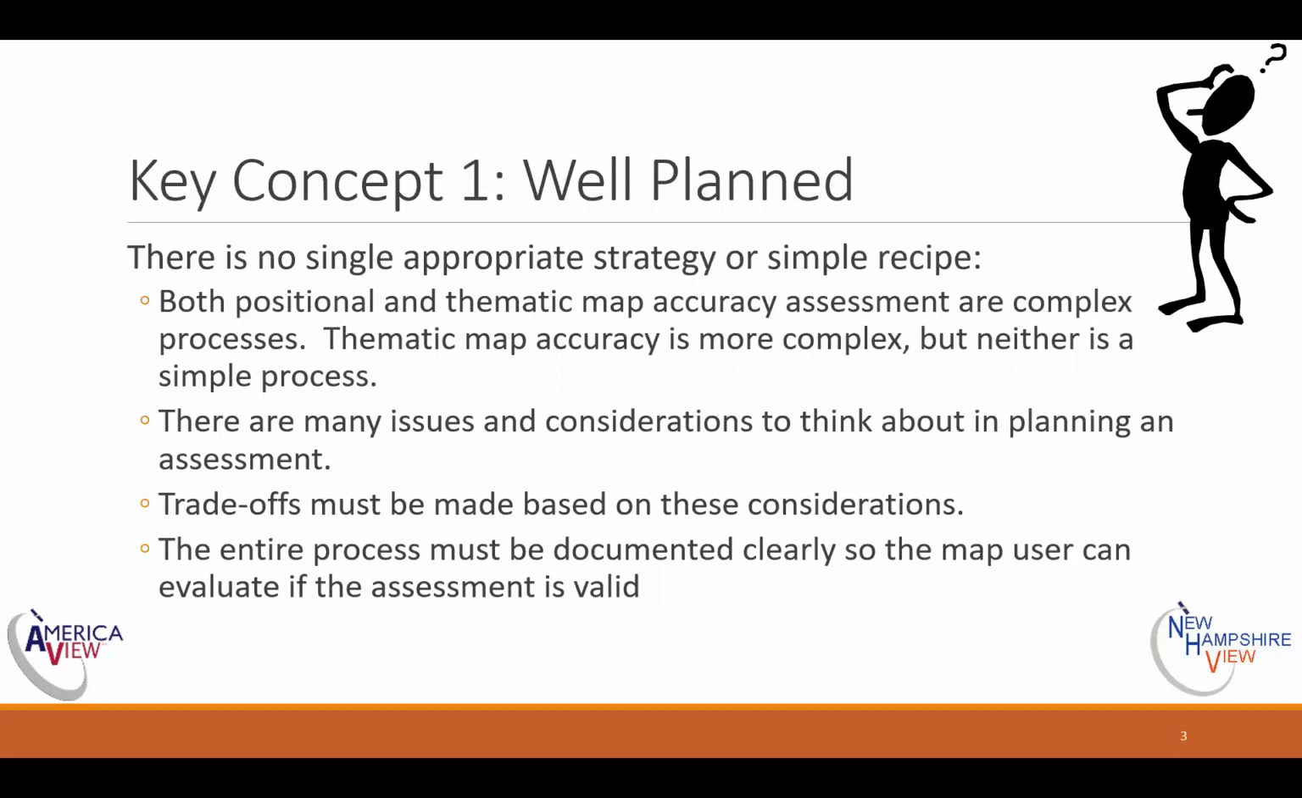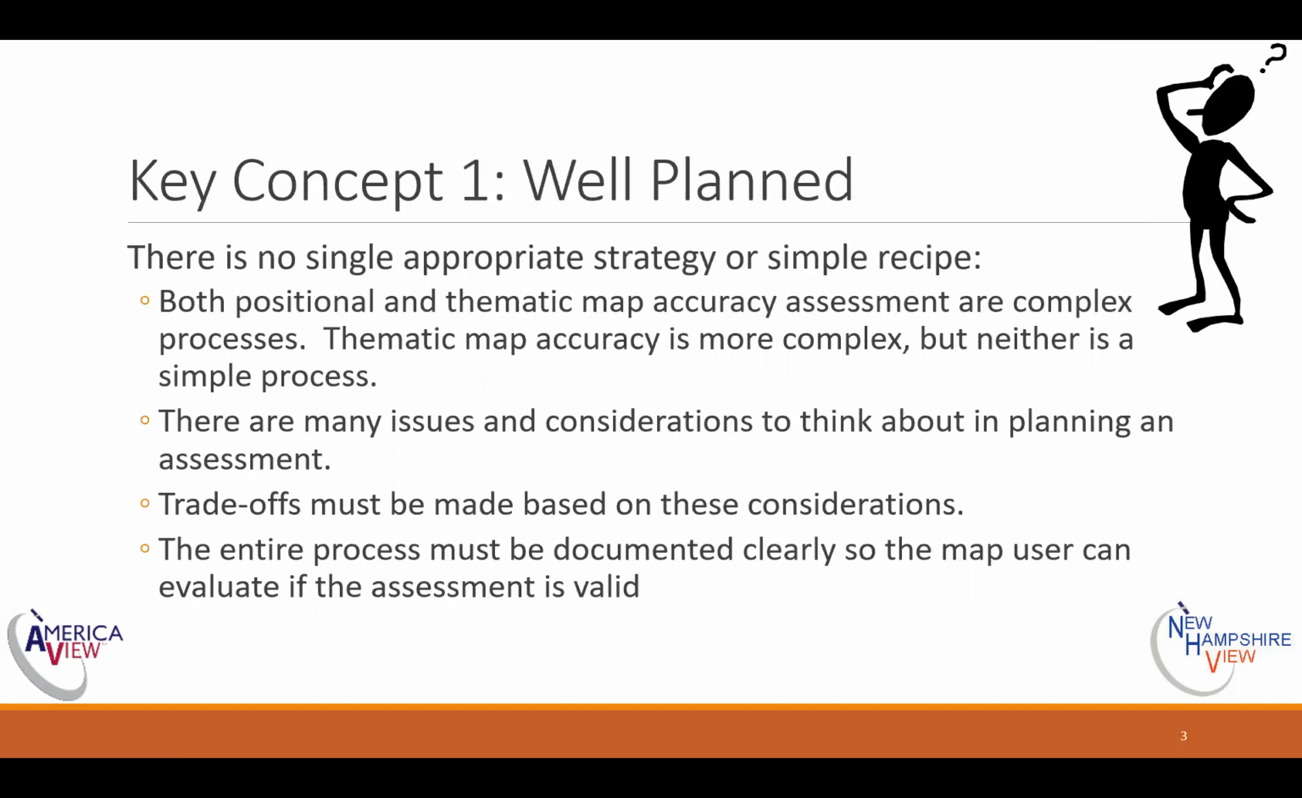Key concept number 1: accuracy assessment needs to be well planned. If you're going to do an accuracy assessment, you need to plan it out ahead of time. The reason is that there's really no single strategy. There's no recipe. There's no simple way of doing this. Both positional and thematic accuracy assessment are complex. It's tricky to do. Thematic map accuracy is a little bit more complex than positional, but both are difficult, okay?